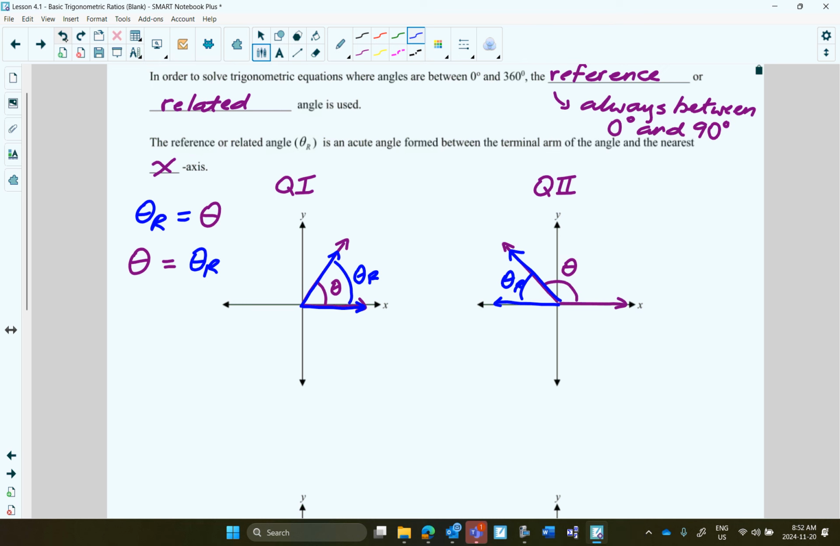All right. Find the reference angle if I'm given the original one. It's 180 degrees minus the original angle. If I'm given the reference angle and told that it's in quadrant 2, I find the original angle by doing 180 minus the reference angle.